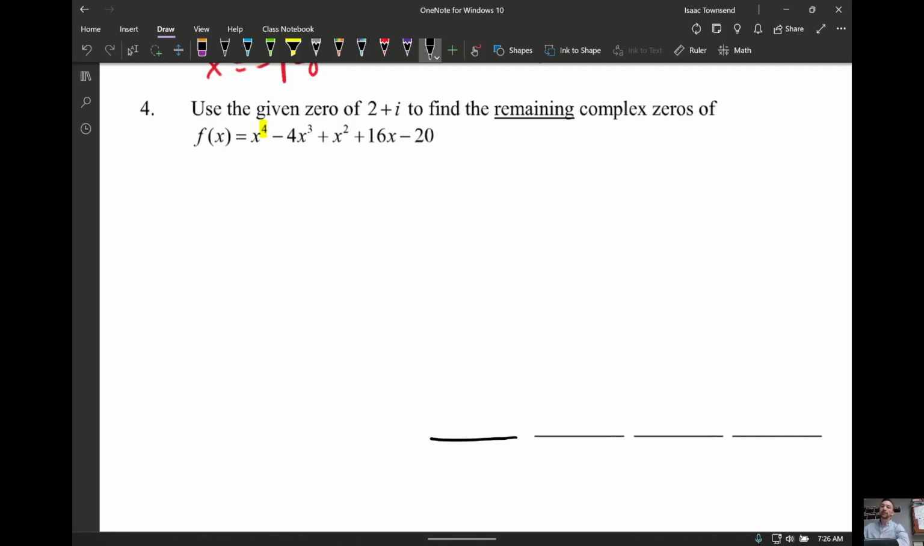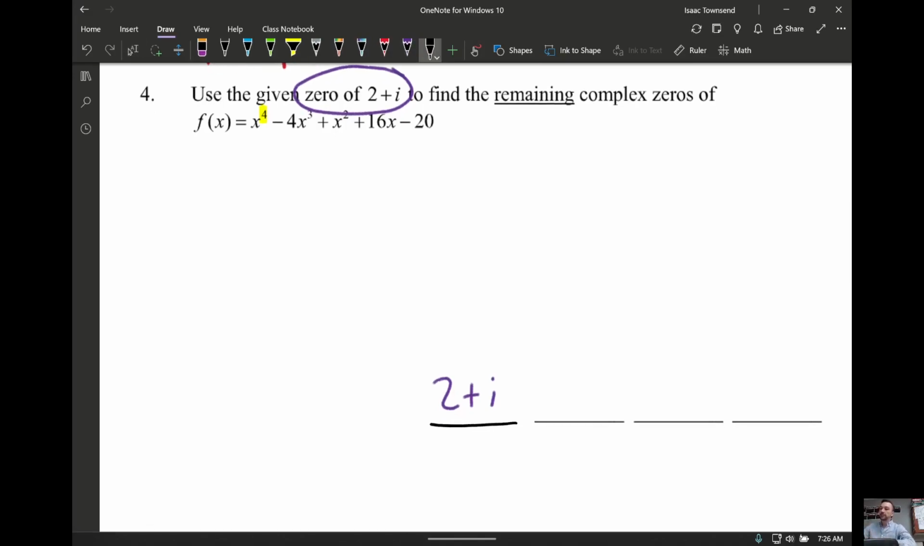And unlike the last 2, this doesn't factor nicely, even with product sum, because this has so many different types of terms. You can't factor it. But what we could do is we could say, well, wait, we'll give you one of them, and then from that, there's a process that you can take to find the other 3. So first off, you need to know that imaginary zeros always come in conjugate pairs. So I would probably write that out if I was you.